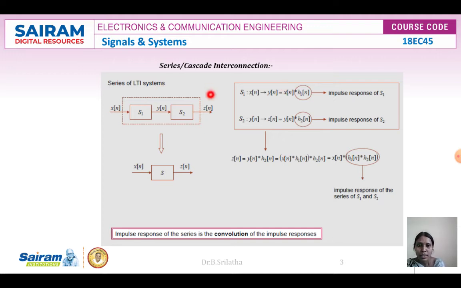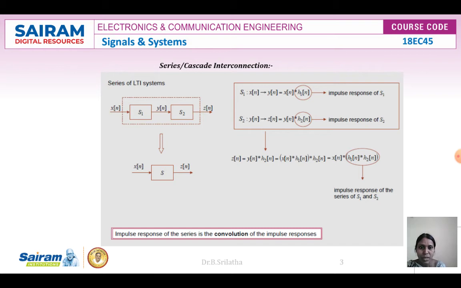Now z of n is the convolution where the input to the second system is y of n. So y of n convolution h2 of n gives z of n, with h2 of n the impulse response of S2. The output of S1 is y of n equal to x of n convolution h1 of n. The output of S2 is z of n equal to y of n convolution h2 of n. Now we know what z of n is: y of n convolution h2 of n. What is y of n? We already got y of n in equation number 1.